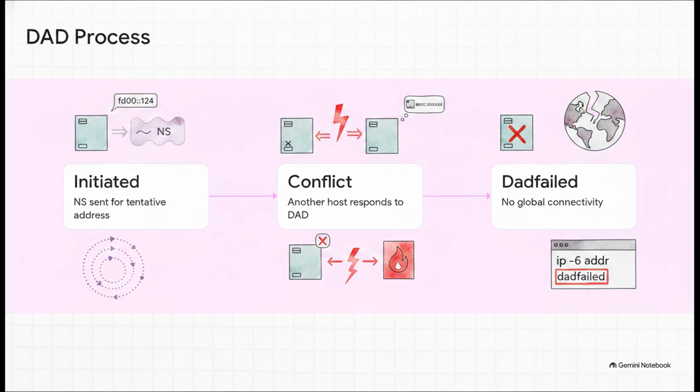Now, step 2. If another host responds, a conflict is detected and the address is flagged as DAD failed. And then step 3, the result is that you get absolutely no global connectivity. So if you run your ip -6 addr command and you spot a DAD failed flag, this is the exact process that broke down, maybe because of a cloned VM MAC address or a blocked DAD packet.